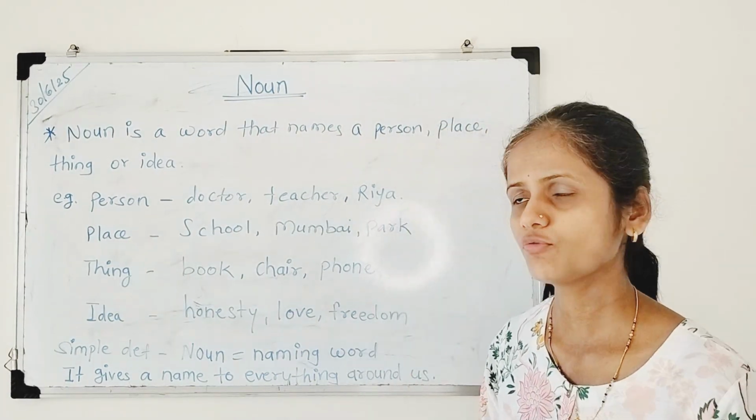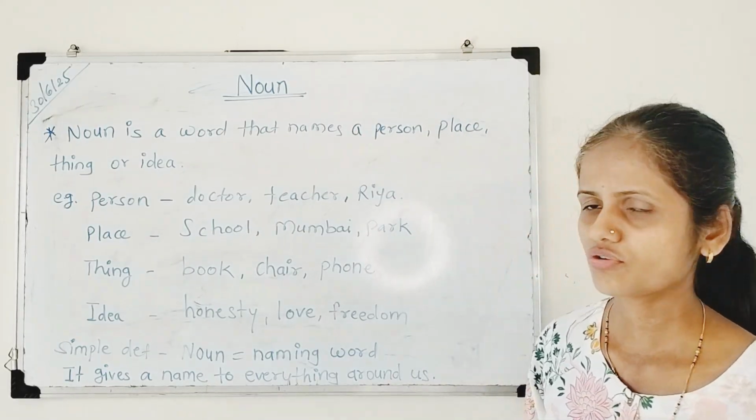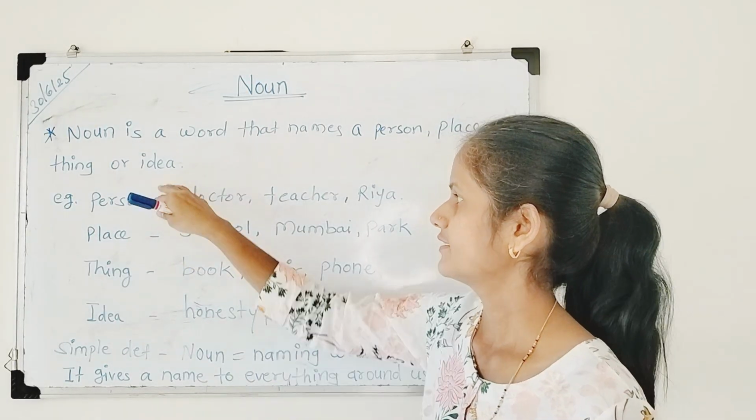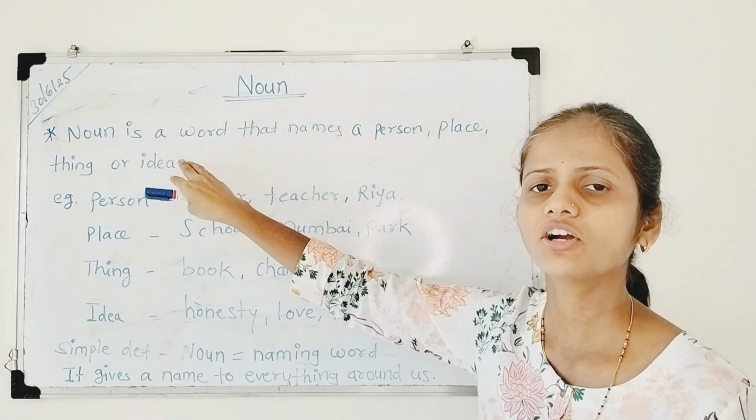Everyone, today we are going to see what is meant by noun and their different types in English grammar. So first of all, what is meant by noun? Here is a definition. Noun is a word that means a person, place, thing or idea.